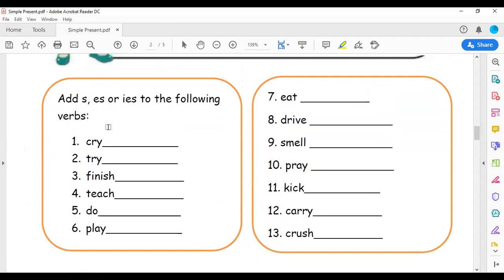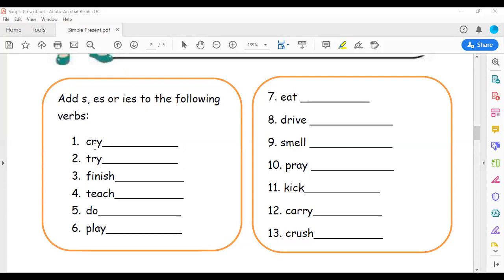Okay, so we need to look at the last letter. If it is Y, look before it. If it is a consonant, I add IES. If it is a vowel, I only add S. If it is S, O, X, J, Sh, and Z, I add ES. If it is not, I add only S. Okay, let's start together. Now I'm not gonna repeat the verbs, I'm gonna just add something. If they need to change, I'm gonna repeat it.